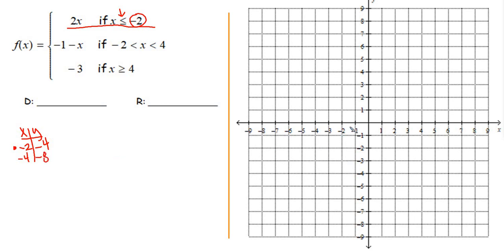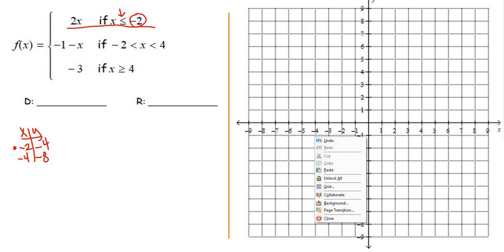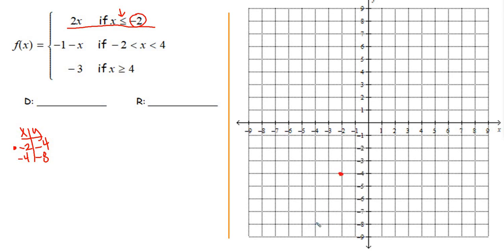2 times -4 is -8. So I need to plot these points. So I have -2, -4, nice closed dot, and then -4, -8, nice closed dot. Okay, minor malfunction. And then connect those in that order. So remember that this is your starting point. Less than is left, so values to the left of that starting point.